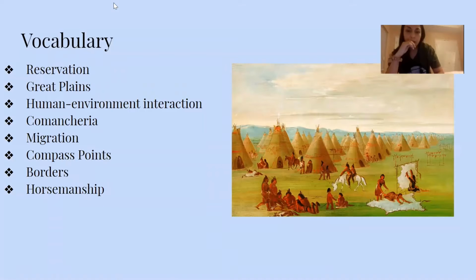Human-environment interaction is also a part of the vocabulary words. This is the relationship between human activities and the surroundings. Comancheria, migration, compass points, borders, horsemanship.